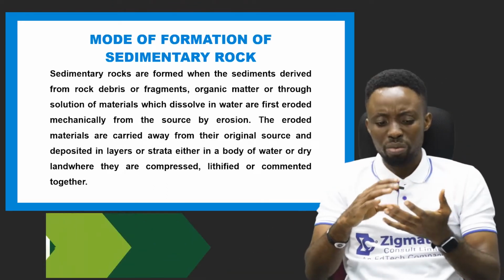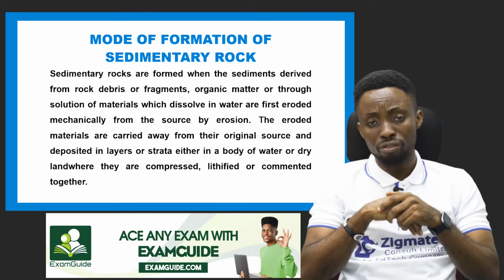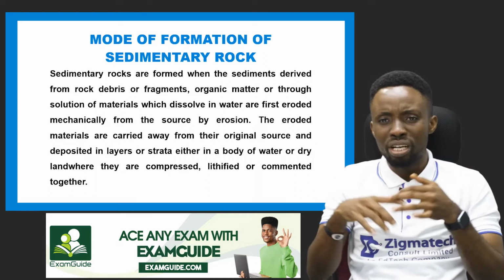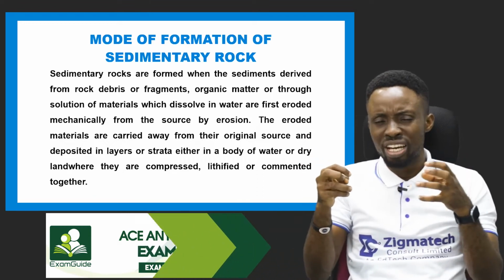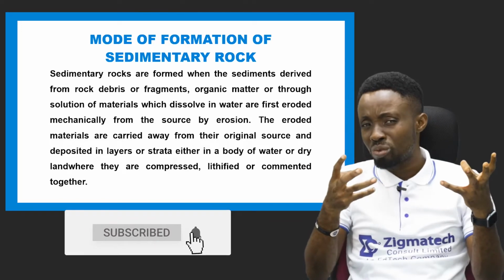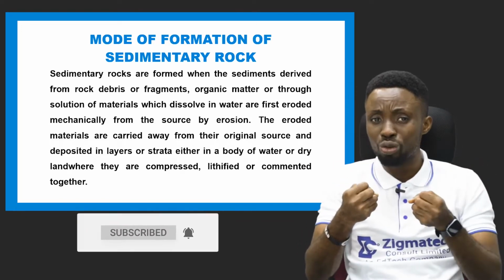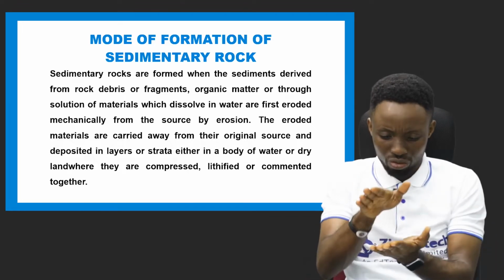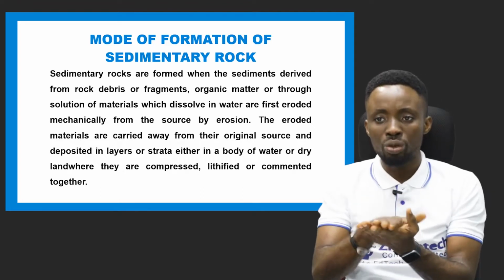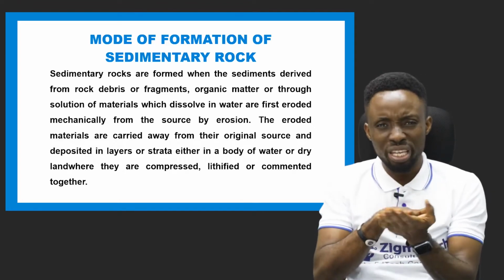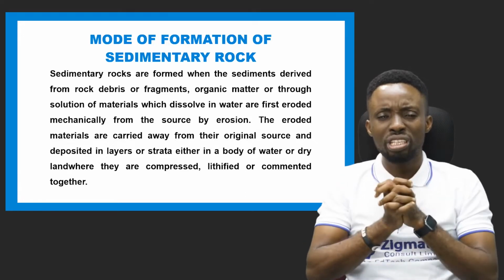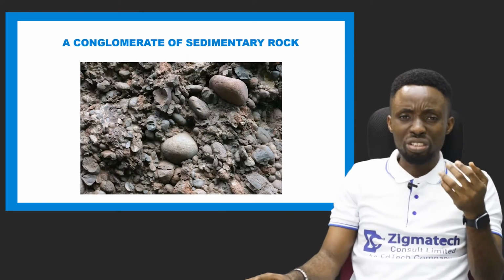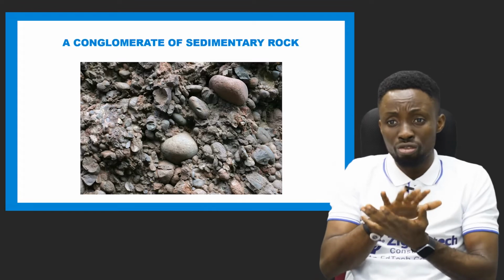So how are sedimentary rocks formed? They are formed from debris or weathered materials or fragments or organic matter. Now, when these materials are eroded from their source, from the point of weathering, they settle somewhere, and they are formed in layers or strata. They are compressed, lithified, and cemented together till they give a sedimentary type of rock. So as you can see on the screen, we have an example of what a sedimentary rock looks like.